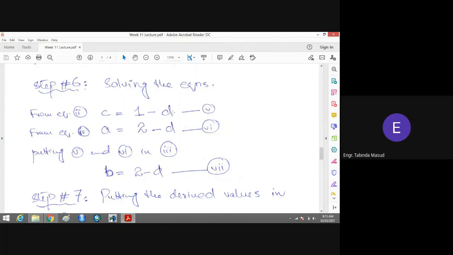So it is up to you. You can get even the value of, for example, A, B, and D in terms of C. It is up to you.